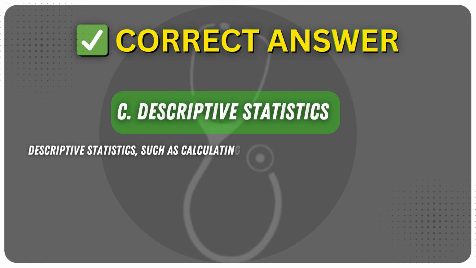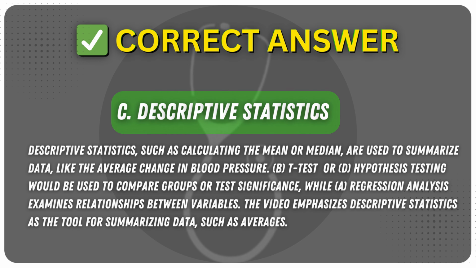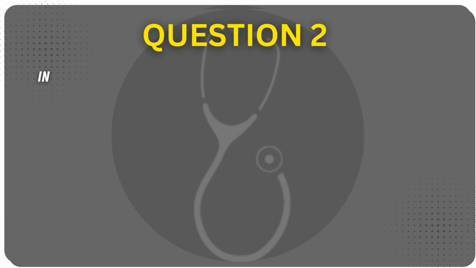Correct answer is C. Descriptive statistics. Descriptive statistics, such as calculating the mean or median, are used to summarize data, like the average change in blood pressure. B. T-test or D. Hypothesis testing would be used to compare groups or test significance, while A. Regression analysis examines relationships between variables. The video emphasizes descriptive statistics as the tool for summarizing data, such as averages.